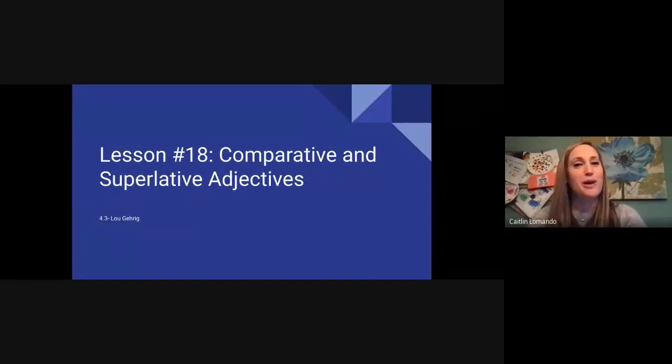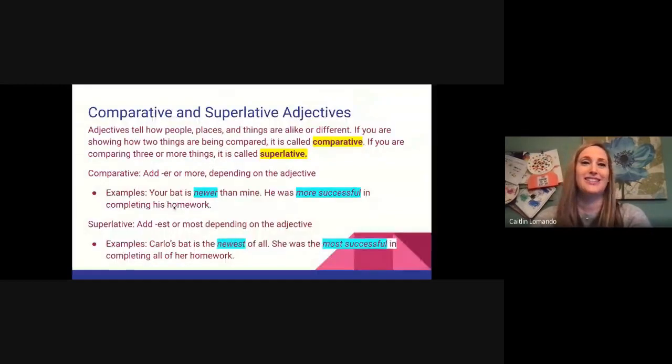Today we're going to talk about comparative and superlative adjectives. That sounds really complicated, but it's super easy. Adjectives tell how people, places, and things are alike or different. If you are showing how two things are being compared, it is called comparative. If you are comparing three or more things, it is called superlative.